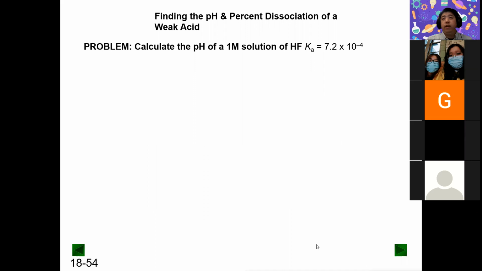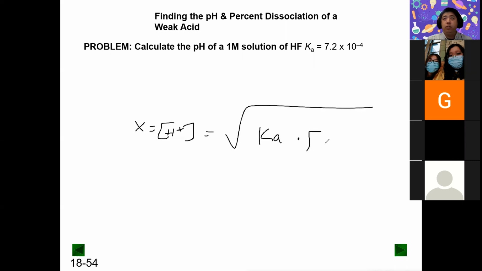So if you found the ICE table very difficult to use in this scenario, I have an equation that will only work if the assumption rule already fits, where you can remove the minus X. So if I wanted to find the value of X, which is my H plus concentration, this is essentially equal to the square root of my Ka times my initial concentration. I'll just write it as HA and the 0 there.